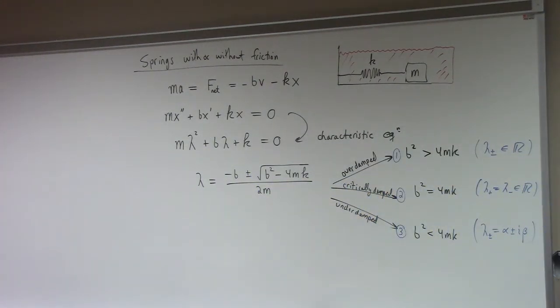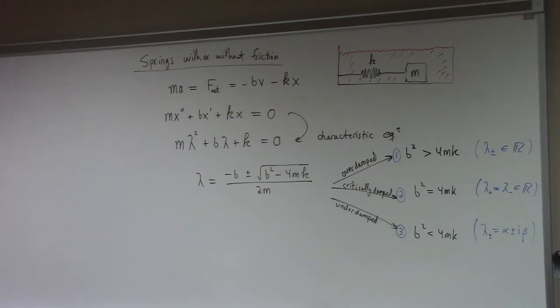So case 1, we're assuming that we have b squared is greater than 4mk, thus lambda equal to minus b plus or minus the square root of b squared minus 4mk over 2m. I'm going to put a plus and minus there, to go with the plus and minus. These are real numbers, right?